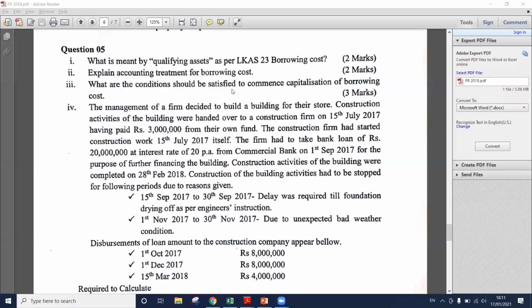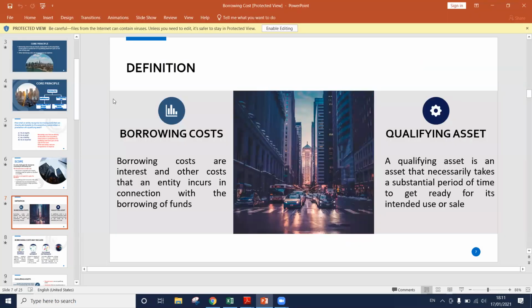What are the conditions that need to be satisfied in order to commence the capitalization of borrowing cost? Conditions we have discussed, there are 3 conditions that need to be met. What are those? Yeah, these are the 3 conditions that need to be met. It incurs expenditure for the asset.